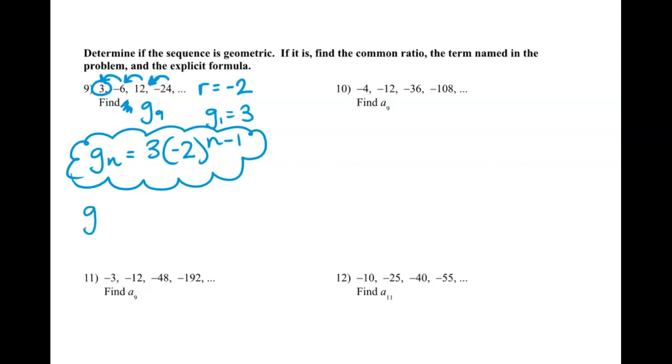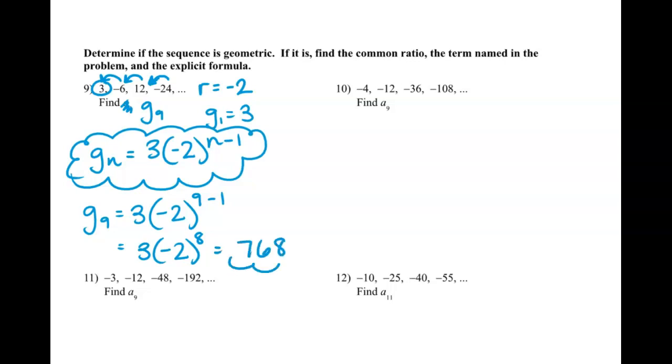Now let's find the 9th term. g sub 9, we'll plug in 9 for n. 3 times -2 to the 9 minus 1, which is 3 times -2 to the 8th. Let's see, -2 to the 8th is 256, times 3 is 768.